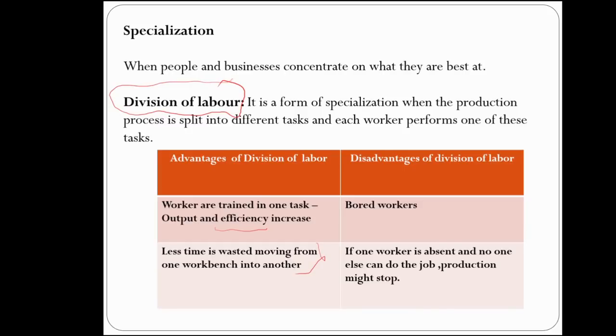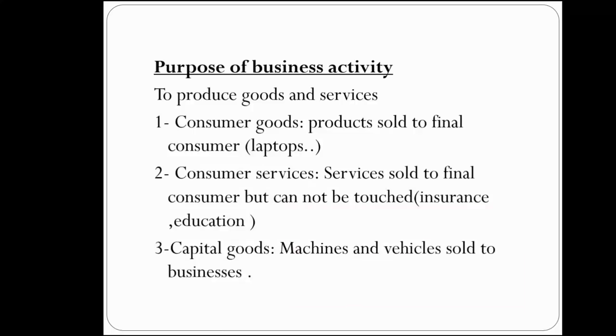However, imagine you are doing the job every day, then you might get bored. This is the main disadvantage of division of labor. And of course, if you are absent, or you're sick, the production will stop. We'll see later the solution. We call it in business job rotation, where you should train all your workers to do all the tasks. So if someone is absent, you can replace them. You'll study this later in this book. Okay, this is for division of labor and specialization.